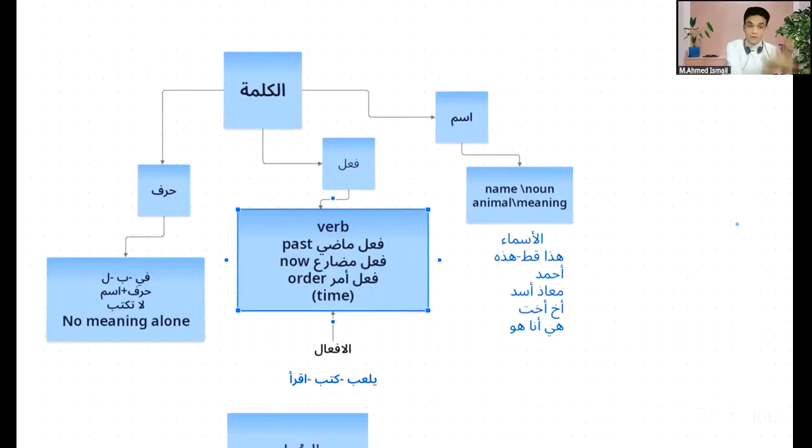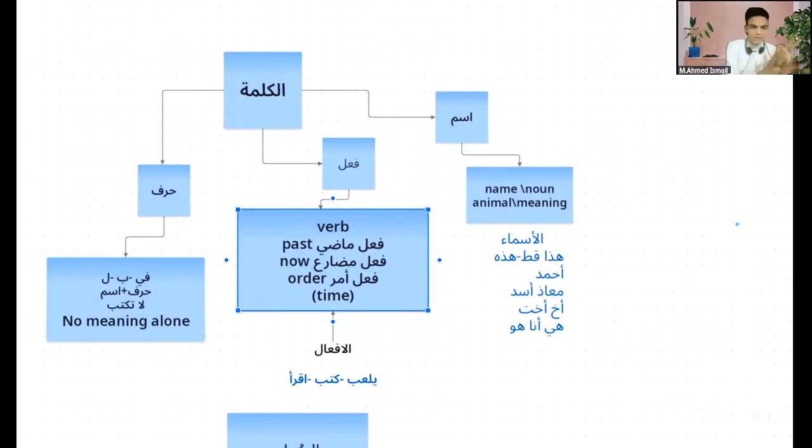The fi'l is always mentioned with time. Maybe this time will be past, ماضي, or مضارع, present, right now, or something in the future or an order. We call it in Arabic the command verb that we spoke about before, like do something. I'm going to say اقرأ or اكتب or العب and so on. So here we have 3 types of verbs that we will speak about inshallah. But just know the difference between ism and fi'l is time. If a word is mentioned with the time of the action, not just the action, this means this word is fi'l. But if it just refers to an action or something, this means it's ism.